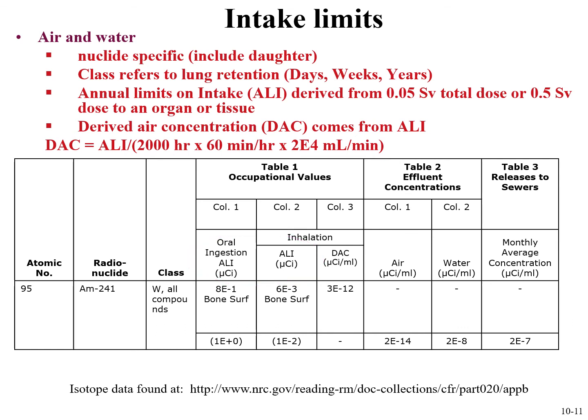Another unit is the derived air concentration, the DAC, and this comes from the annual limit on intake. It's the assumption that there's a certain radionuclide in the air, and it's based upon the ALI, the annual limit on intake, assuming that you would be breathing this air for 2,000 hours, that would be a typical work year, and that your exchange of air is listed here as 2 times 10 to the 4th milliliters per minute. And as you can see, your derived air concentrations are extremely small values, and they're listed in microcurie per milliliter. The values are shown here, and you can go to this website and get all this information for any radionuclide.